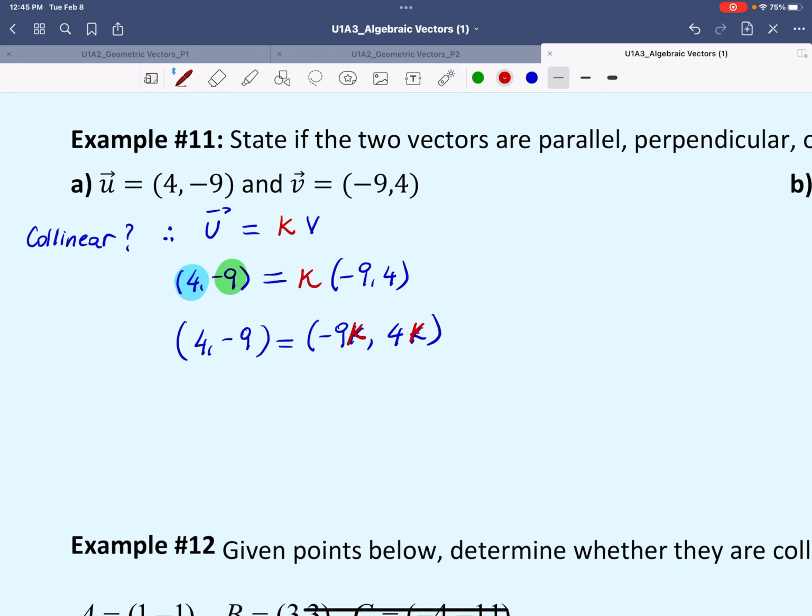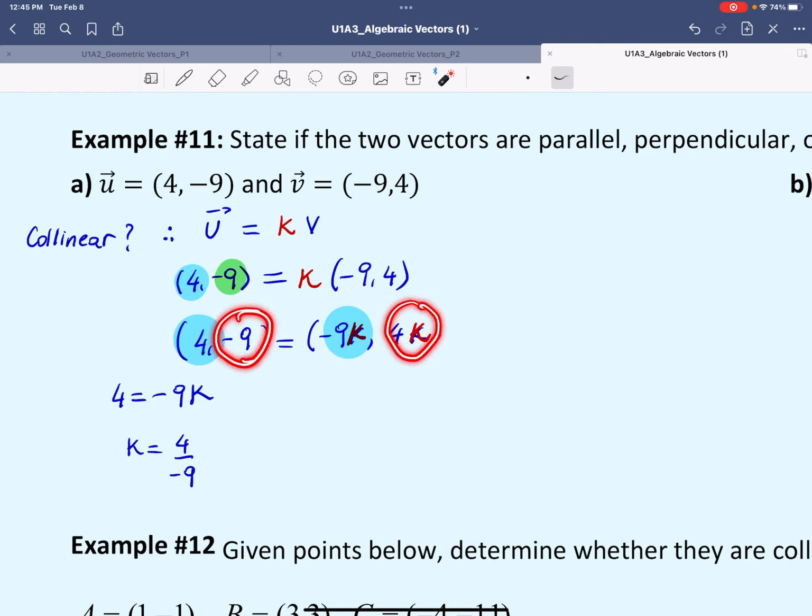Okay, so we're multiplying by the scalar. And now we have to find out what k value will guarantee that 4 will equal negative 9k. So we'll say 4 must equal negative 9k, which means that the k value must be 4 over negative 9. Now, we expect to have the same k value that we can derive from equating the y coordinates. So let's hope that happens. Negative 9 equals 4k. So k in this case will be negative 9 over 4.